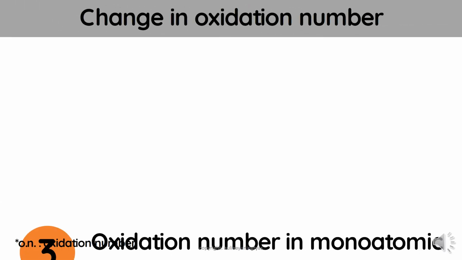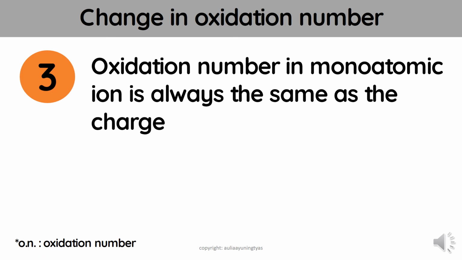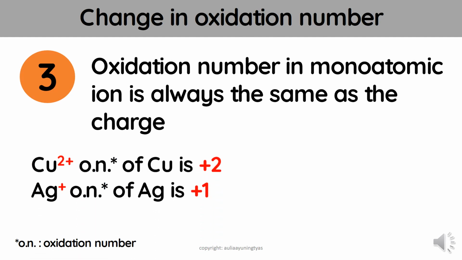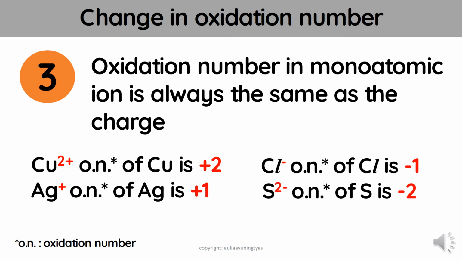Rule number 3. Oxidation number in monoatomic ion is always the same as the charge. As you can see, the charge of copper ion is 2 plus, so the oxidation number of copper is 2 plus. Silver is plus 1. Chloride ion is negative 1, and sulfide ion is negative 2.